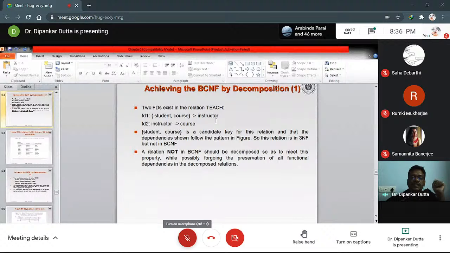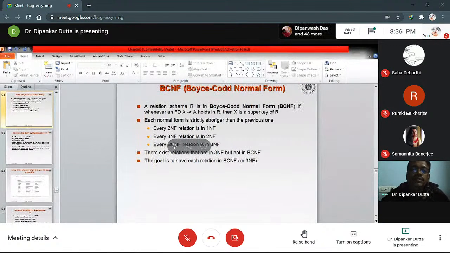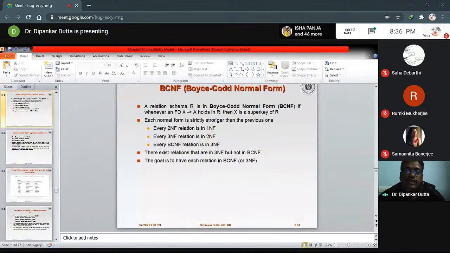in case of BCNF, the conditions are separate. What are the conditions? See, at the top it is written: a relation schema R is in Boyce-Codd normal form if whenever an FD X implies A holds in R, then X is a super key of R. X must be the super key.